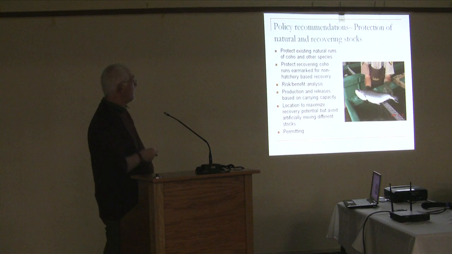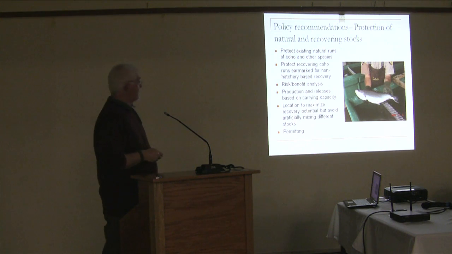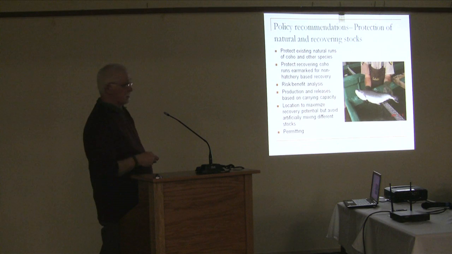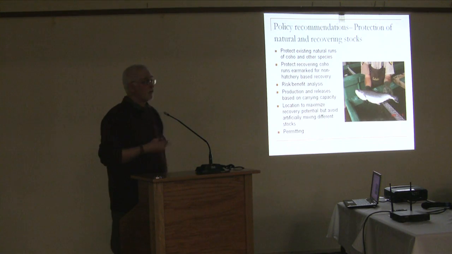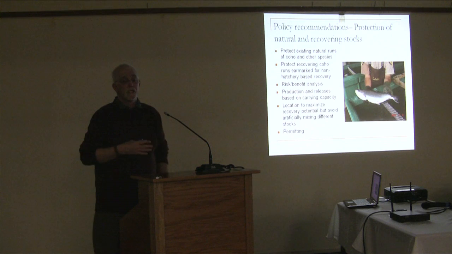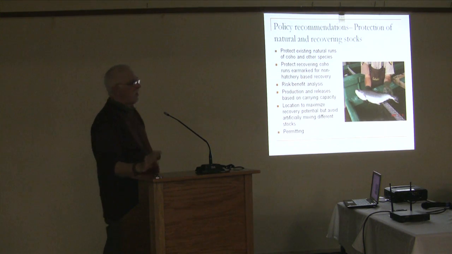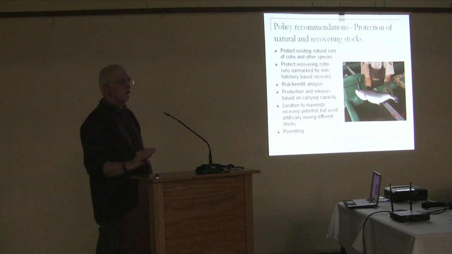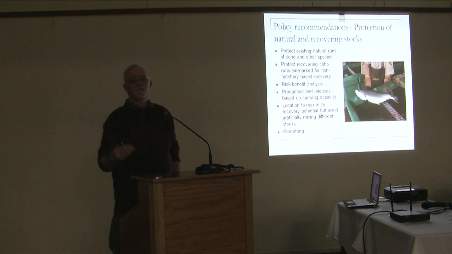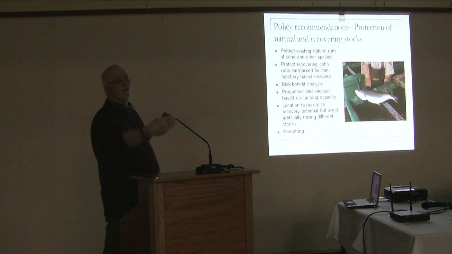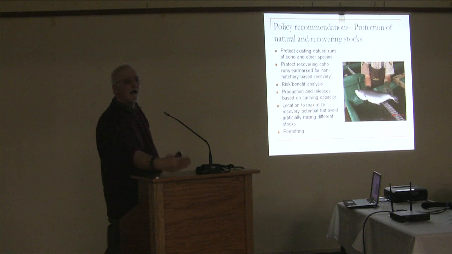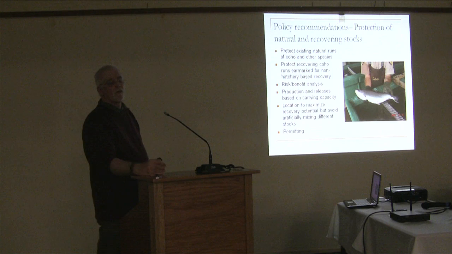So, some of the policy recommendations for protecting natural stocks are to simply protect the existing runs of natural coho salmon and other species, to protect recovering runs that are earmarked for non-hatchery based recovery. And this is something that we haven't been able to develop very well, but in principle, there should be some places where we might envision that we could have a hatchery there and influence runs with a hatchery, and other places where we would not want to do that.